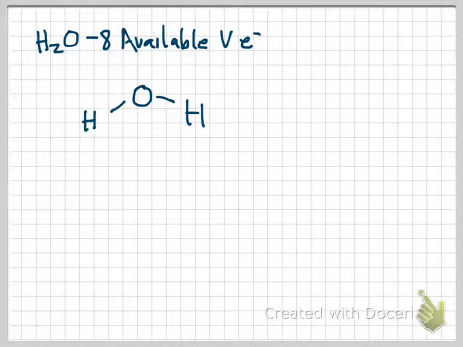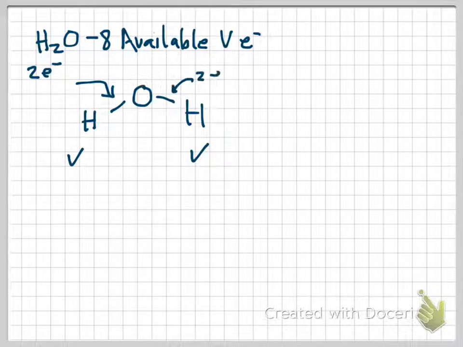So in water, we want to check. Hydrogen has 2 electrons in the bond, therefore hydrogen is already happy. This hydrogen is also happy because it also has 2 electrons that it's using from that bond. Oxygen at the time only has 4 from both of the bonds, but it wants 8. The good news is that right now I've used up 4 and I have 4 left over, and so we're going to put those remaining lone pairs on oxygen. And so when I do that, that makes my oxygen happy.